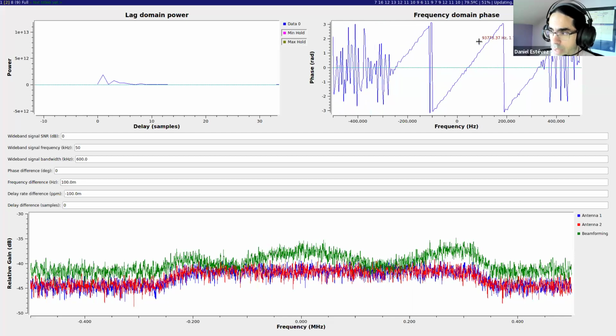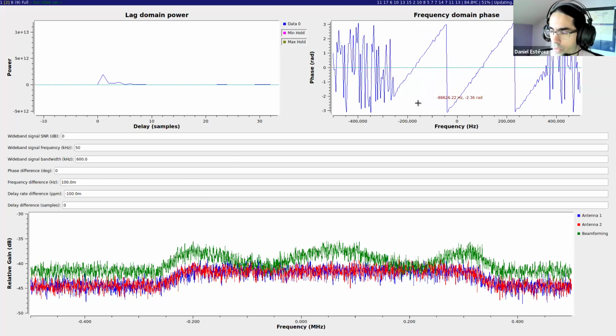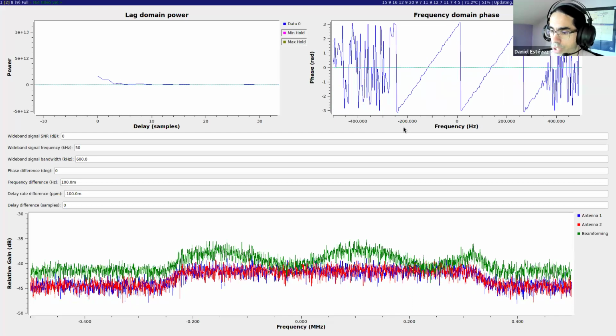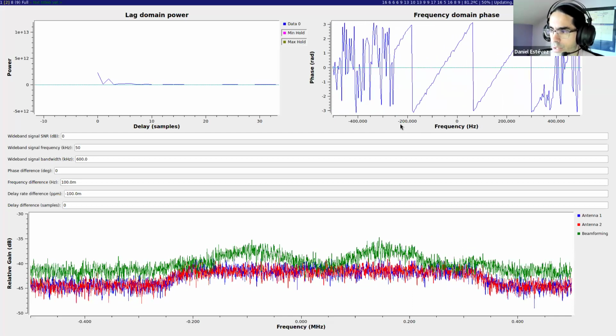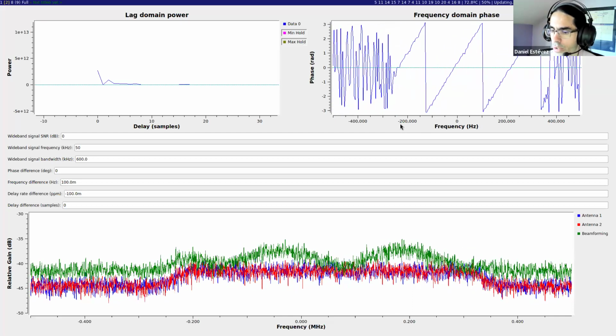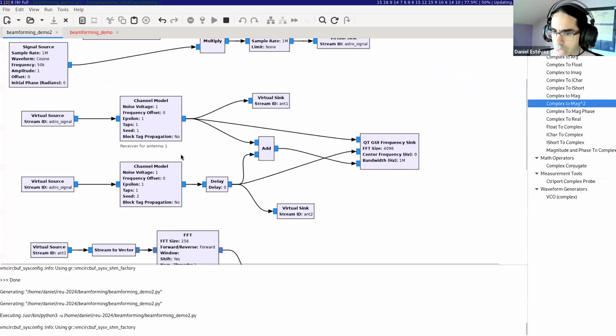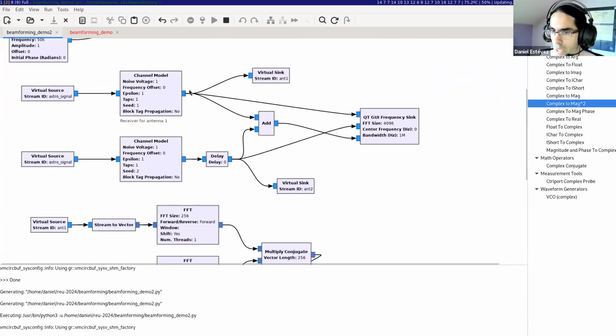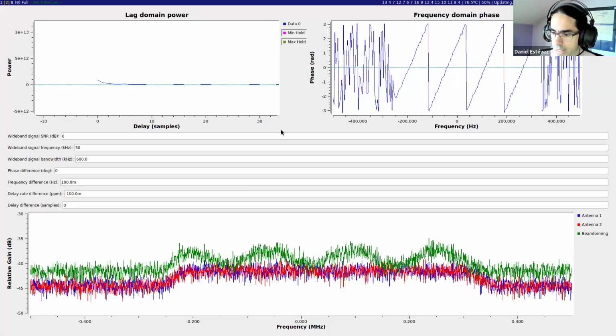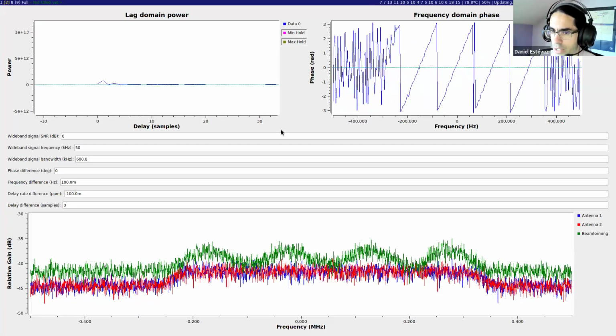So this is basically the way to measure all of these parameters using a correlator. Once we have measured them with the correlator, we basically apply the correction for this, which in GNU Radio would be something very similar to a channel model. And once we have done that correction, we can add the signals from the antennas, which is the beamforming step. So that's how a beamformer actually works.